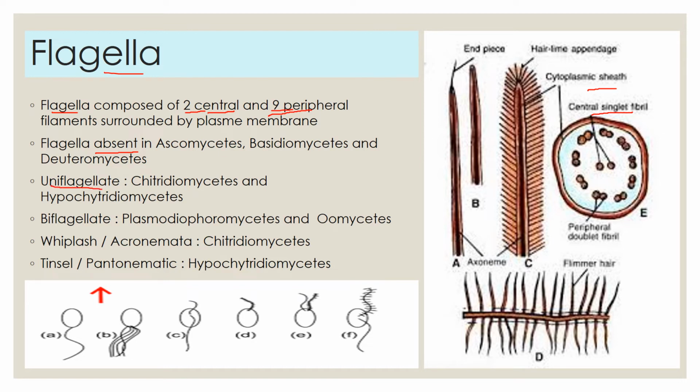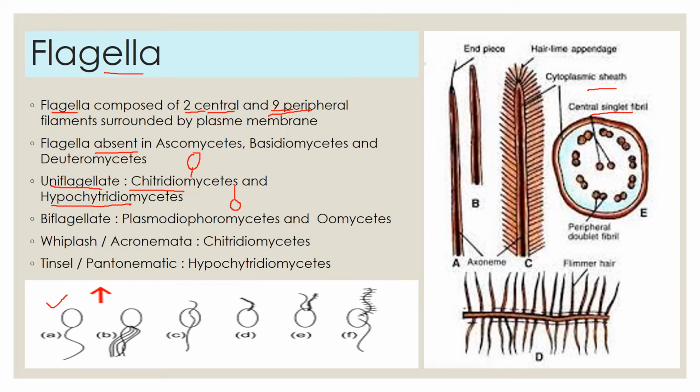The flagellation can be of two types. It can be uniflagellate, that is in the lower fungi, the chytridiomycetes and hypochytridiomycetes. These two lower groups of fungi will contain a single flagellum. In the chytridiomycetes, the flagellation occurs in the posterior part and it has a single flagellum, which is the example here. And in the hypochytridiomycetes, it has an anteriorly placed flagellum.